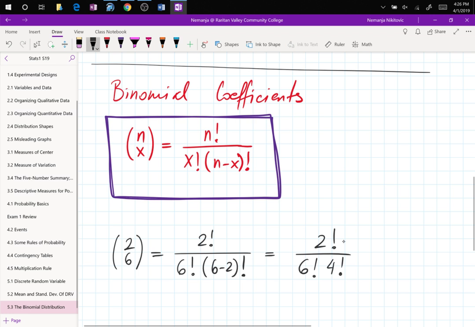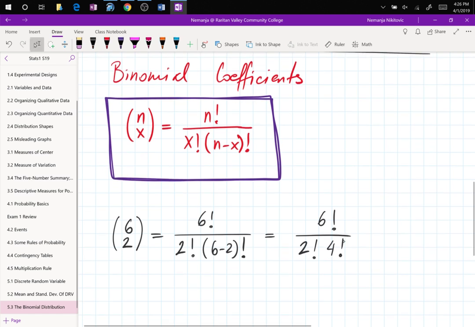Oh, I got it completely reversed. 6 choose 2. Much better. There we go. 6 choose 2. That's the way you would read it. 6 choose 2.